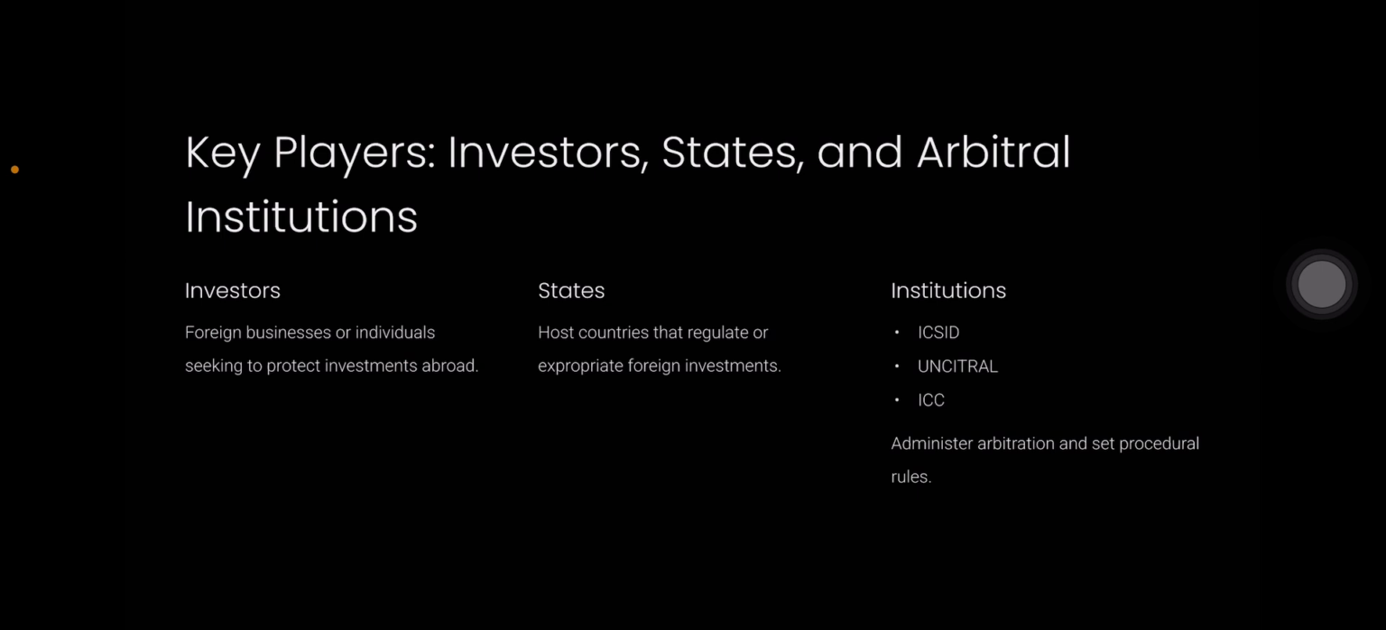And the third is the arbitral institutions. These are ICSID, UNCITRAL, and the ICC. These institutions help manage the arbitration process and provide the rules and support to ensure fairness.